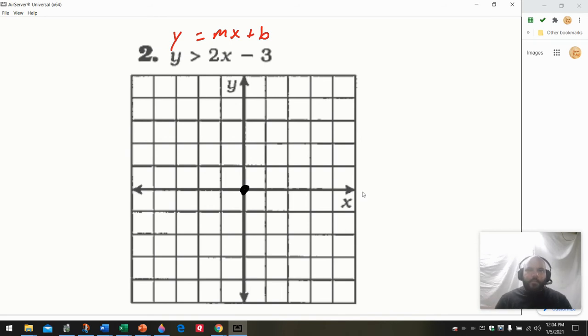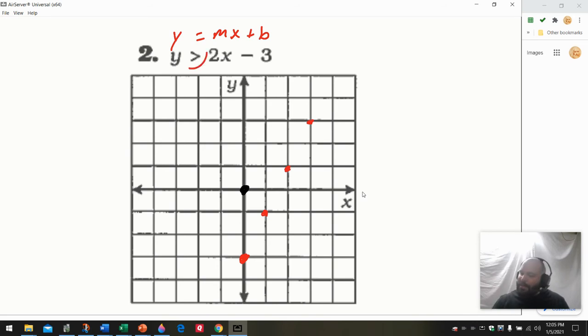So this particular graph, you would start by going down 3 on the y-intercept and putting a dot. And then the slope is 2. That's our m. We would go up 2 over 1. And you can do that a couple times if you'd like. The nice thing about doing that more than once is it gives you a very clear idea of where that line's going to go. And now we need to decide, should we draw a solid line or a dashed line?